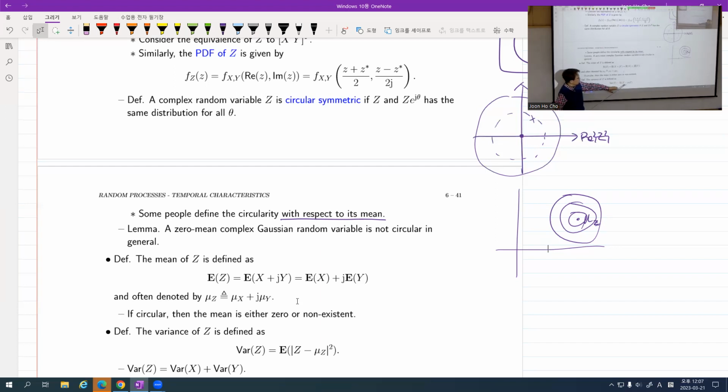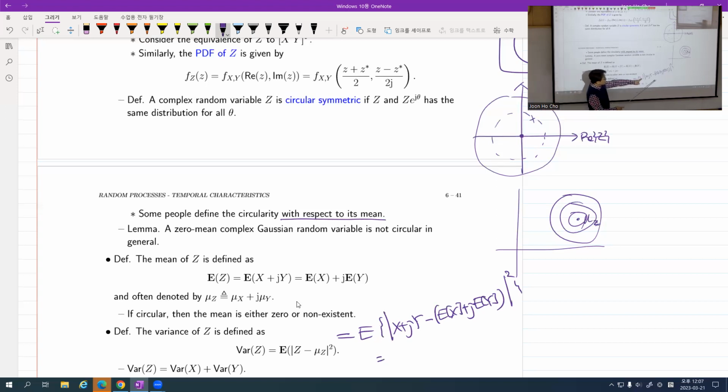Right? So you may say that, okay, the definition is well defined. This definition is acceptable. Now, let's see what this means. If we expand this one as the modulus of x plus jy minus expectation of x plus j times expectation of y, squared. What happens?